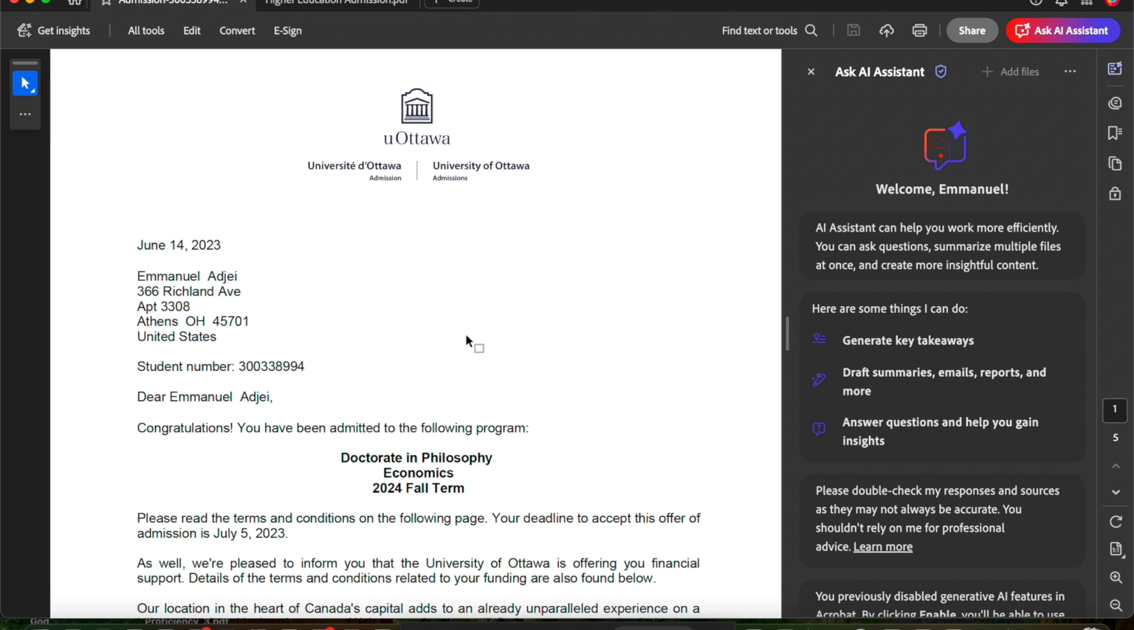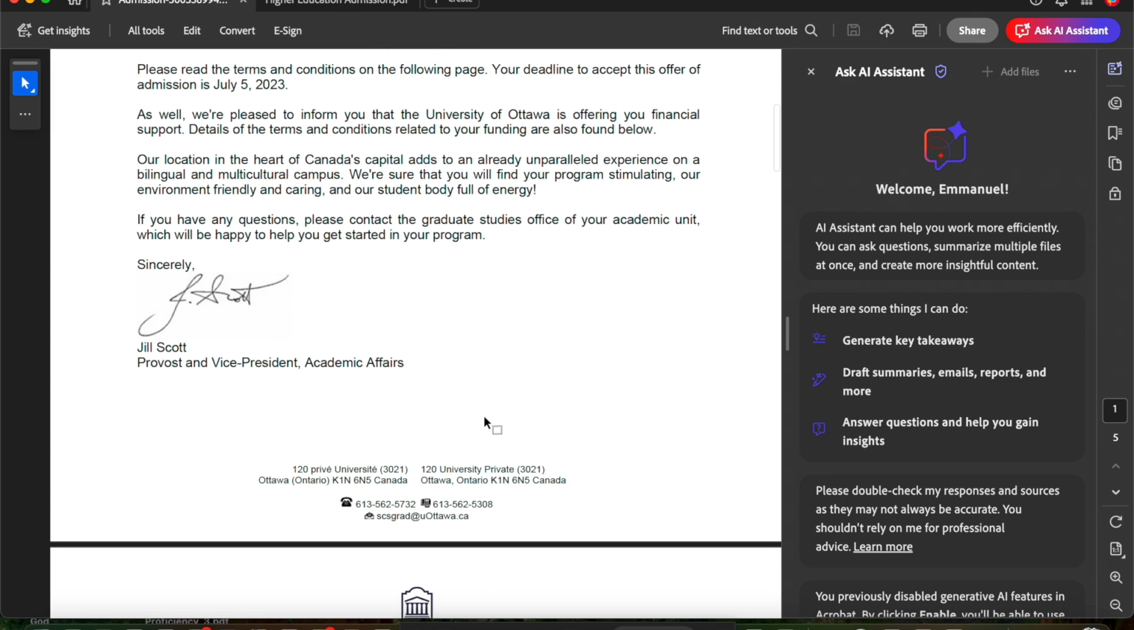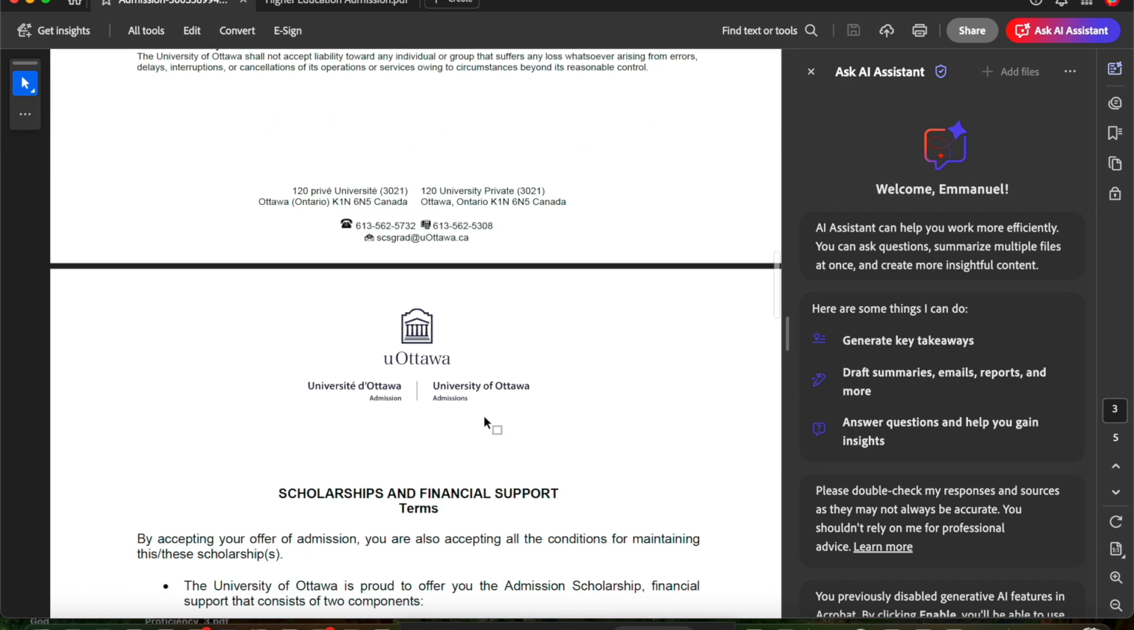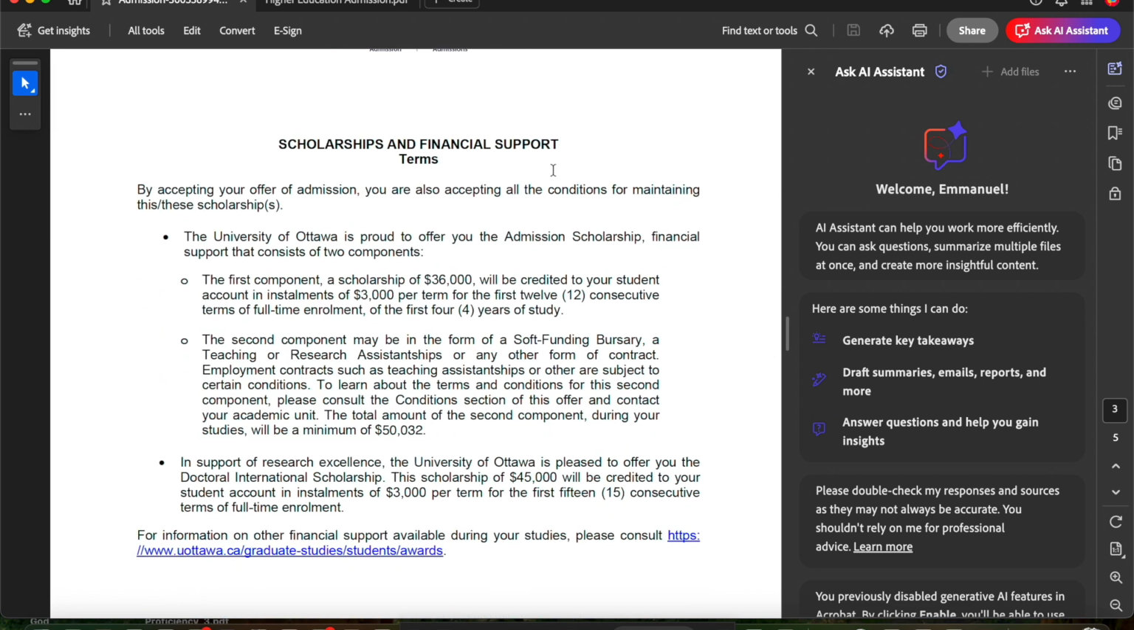Sounds good. So let's use the University of Ottawa, Doctorate in Philosophy. I don't know why they call it doctorate, but PhD in economics. If you see that, I'm going to explain some university scholarships to you quickly. So let's go to financial aid. There's scholarship and financial support. This is coming from the university.